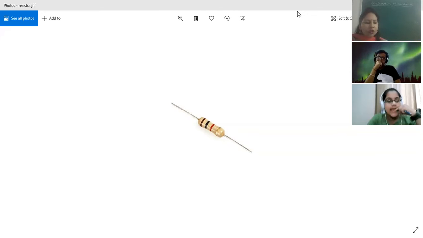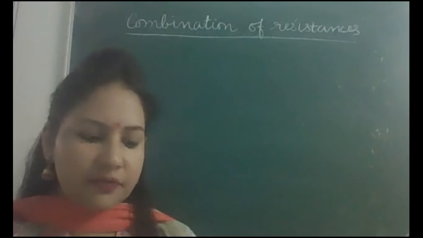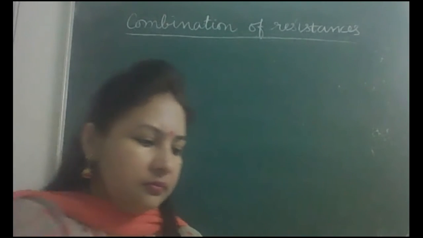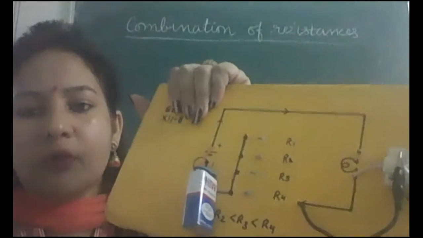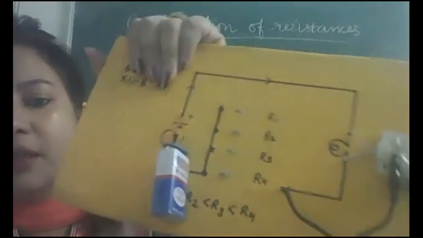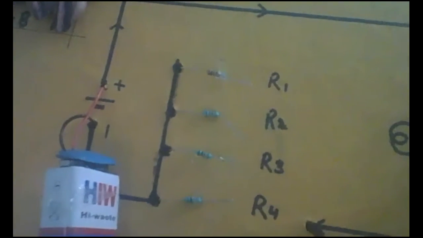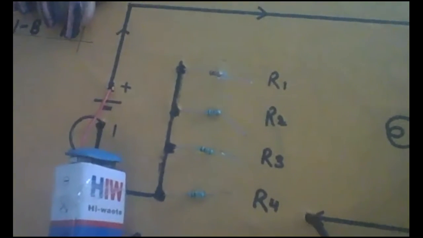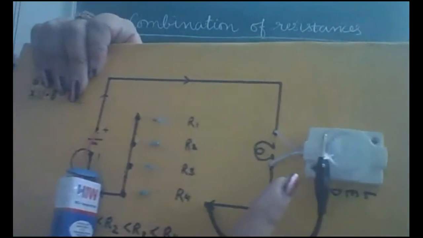Then I'll show you a model where I have actual resistors with me. So this is a model you can see. Very simple. A battery is connected here and these are four resistances. You can see, have a close view. Rings are there over it. These are different resistors of different values and there is a bulb here, anything you can connect.